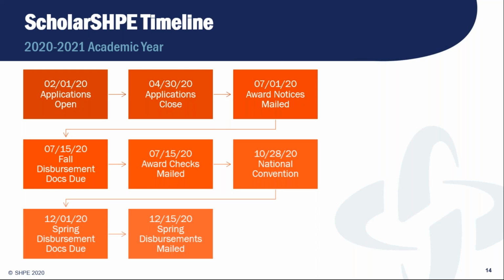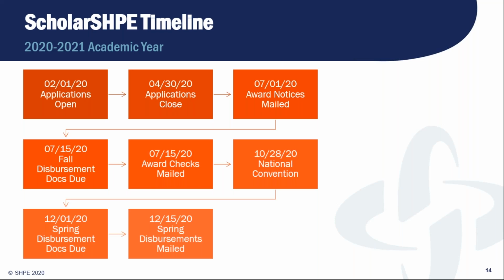October 28th is our national convention this year in Denver, and I'll speak a little bit more about how that is relevant to our scholarship recipients. December 1st is when spring disbursement documents are due. That's if you are a recipient. We do split up our awards into fall and spring disbursements. What that means is if your scholarship award is, let's say, $2,000, you receive $1,000 in fall and $1,000 in spring.